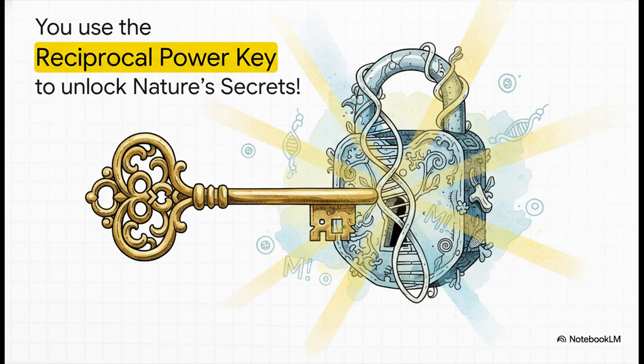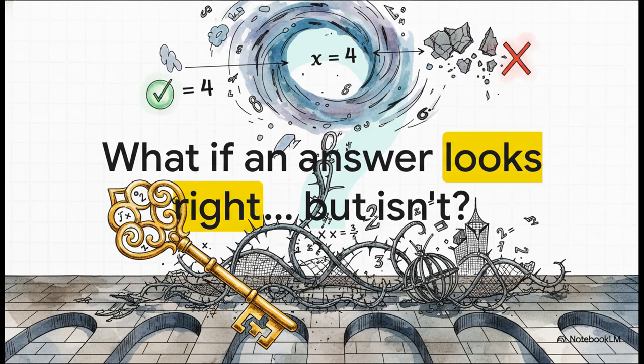To solve for the mass M, you just raise both sides of that equation to the reciprocal of 3/4, which is 4/3. So the very same key that unlocks your algebra problems also helps unlock the secrets of the natural world. How cool is that? We have built an awesome foundation today.